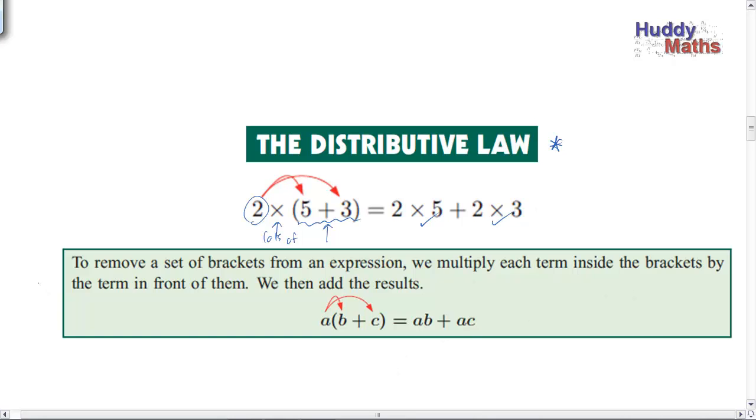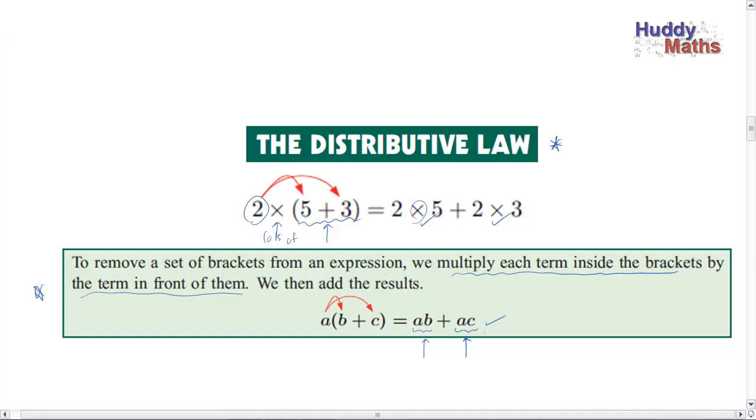So here it is in words. To remove a set of brackets from an expression, we multiply each term inside the brackets by the term in front of them. We then add the results. Okay, so notice we would work that out. 2 times 5 is 10. In pronumeral land, so we're describing this situation for any numbers, not just 2 and 5 and 2 and 3, we will use symbols and we don't have the multiplication sign in between them. We leave that out. Do you remember that from your earlier work in algebra? Okay, so there's the rule.